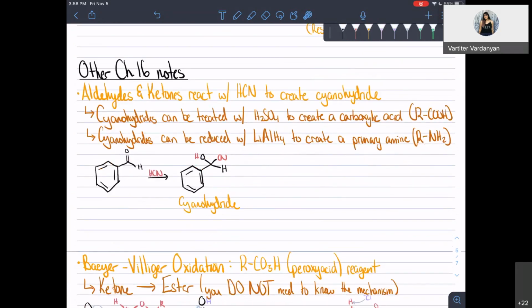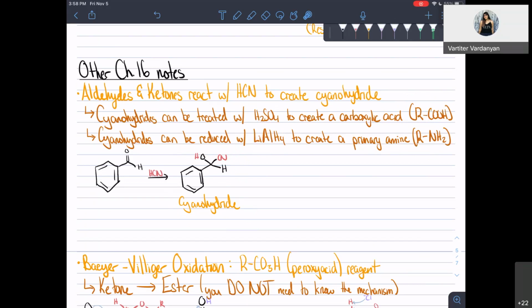So basically, if you have an aldehyde or a ketone, you can react it with HCN to create something called a cyanohydrin. Literally disgusting. But if you treat a cyanohydrin, this thing here with a CN on it, you can treat it with H2SO4 to create a carboxylic acid. So this CN will become a carboxylic acid. Or if you reduce it with LiAlH4, this CN will then become a primary amine.